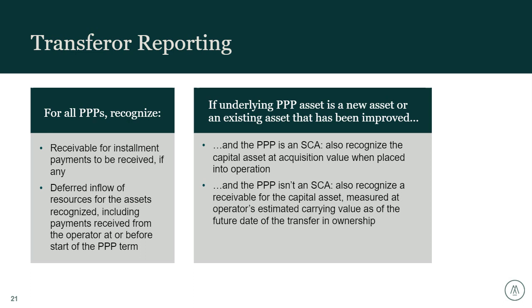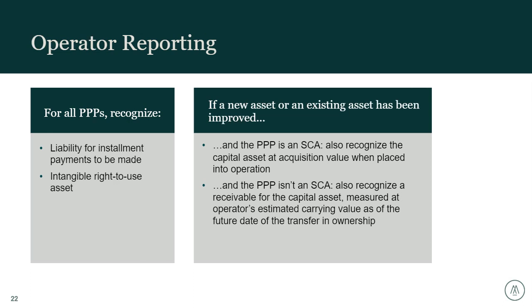And then in terms of the operator reporting, you're going to have a liability for installment payments to be made. And the other side of that entry is an intangible right to use asset.